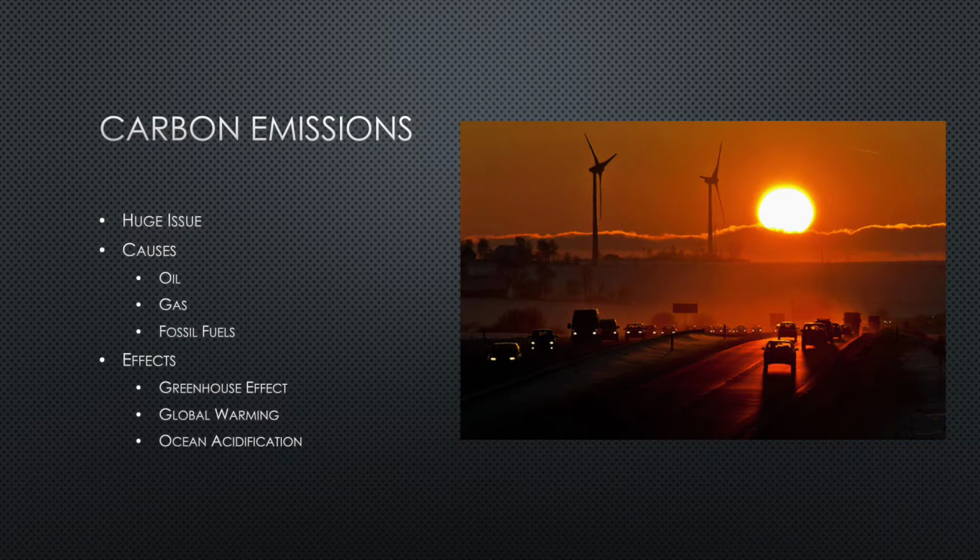The problems that arise from carbon dioxide generally stem from carbon dioxide being a greenhouse gas. This means it has the property of trapping and reflecting heat from the sun within the atmosphere. This is known as the greenhouse effect. This leads to global warming. Another, less talked about effect of carbon emissions is ocean acidification.